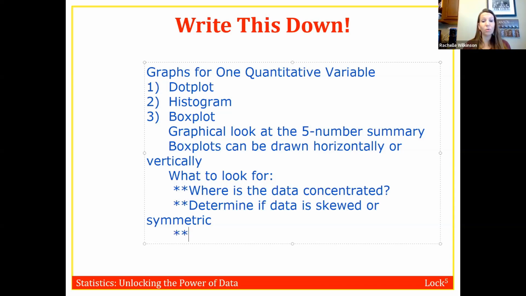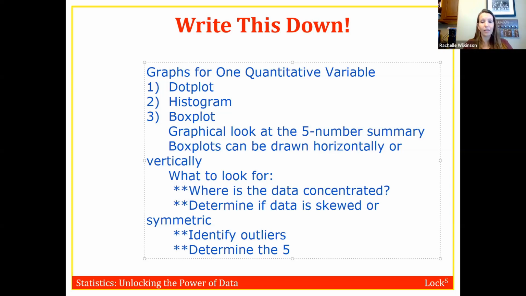We're also going to be able to identify outliers using box plots, because on a box plot, an outlier is going to have a special symbol, so it's going to be obvious where the outliers are. And another thing box plots are helpful for: since it is a graphical look at the 5-number summary, you can determine the 5-number summary just by looking at a box plot. So if you just have a box plot and you don't have the data, you can figure out the 5-number summary by looking at the box plot.